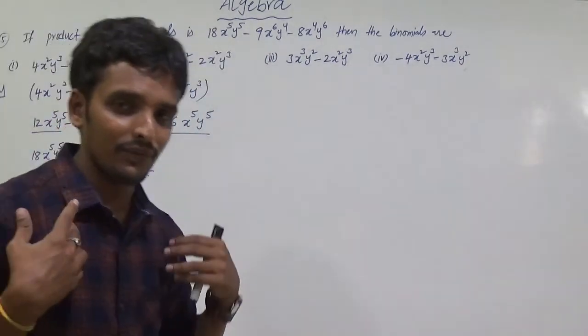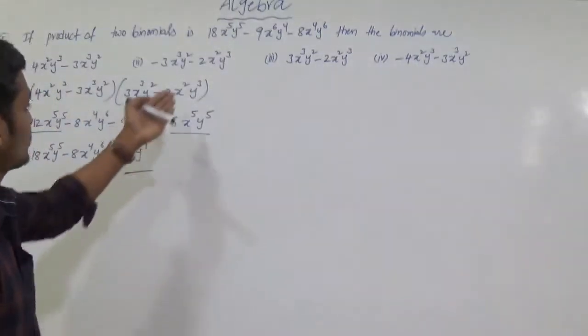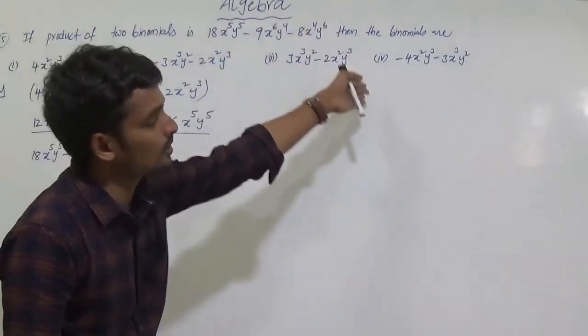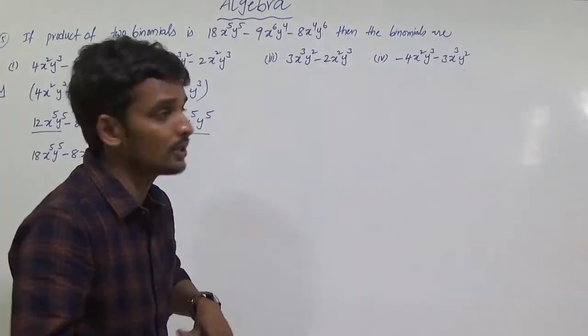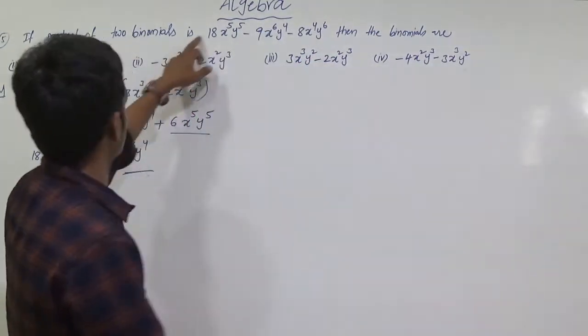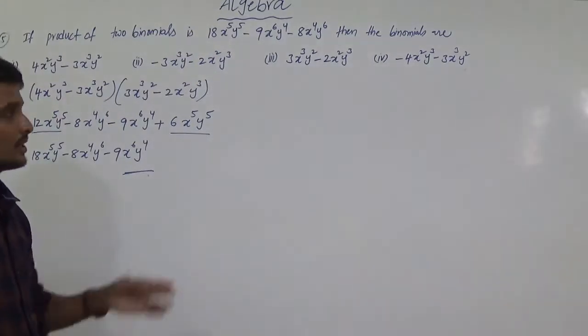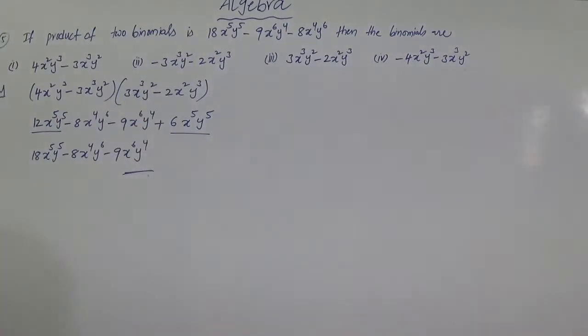If I was not getting the second or third option as correct, then I move to the fourth option. Third option or the fourth option. Here minus into minus, there is a plus. That's all. Note this problem.